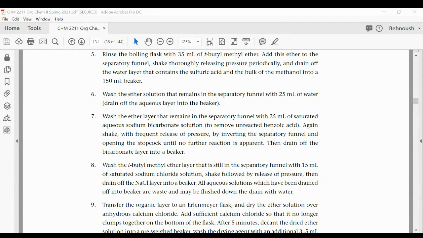As far as the experiment lab report goes, you need the data. You don't have the melting point, but you do have the mass. With the mass comes the percent yield for the experiment. So percent yield, and then the IR values. Let me show you what I mean by the IR values.